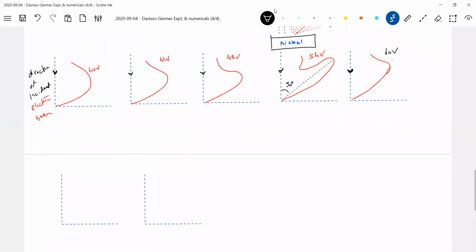What do you mean by comparison? Theoretically, we'll generate a formula, and this is in the lab. So what is in the lab? Scattering angle is how much? 50 degrees. And the accelerating potential is 54 volt. Then how to compare this with the theoretical? I'll give you this one.